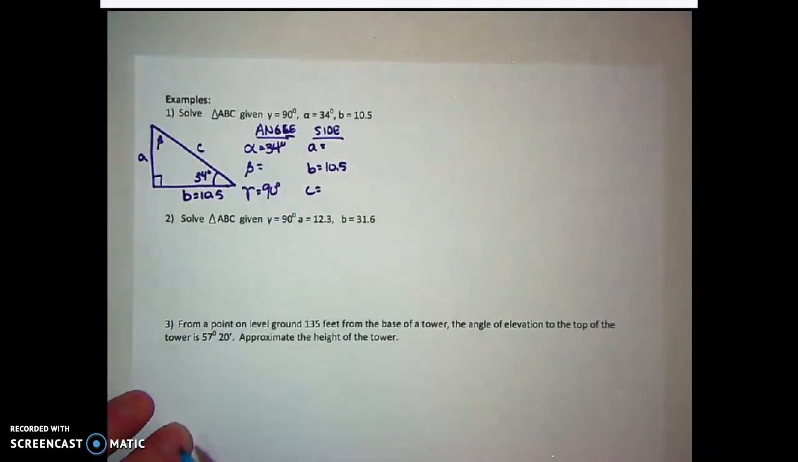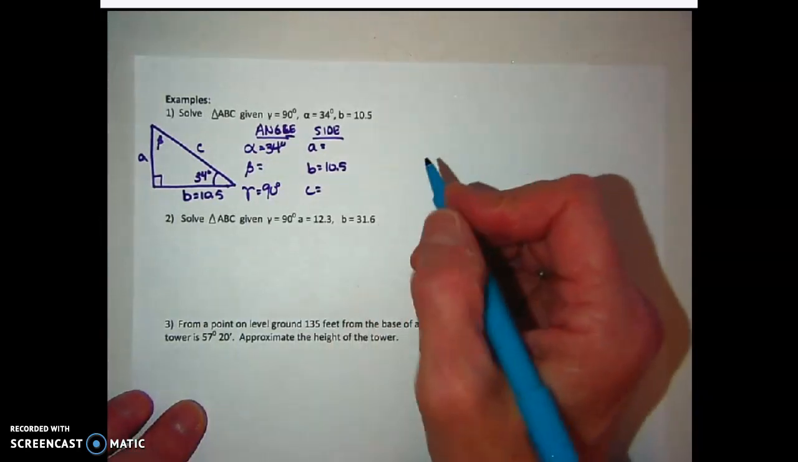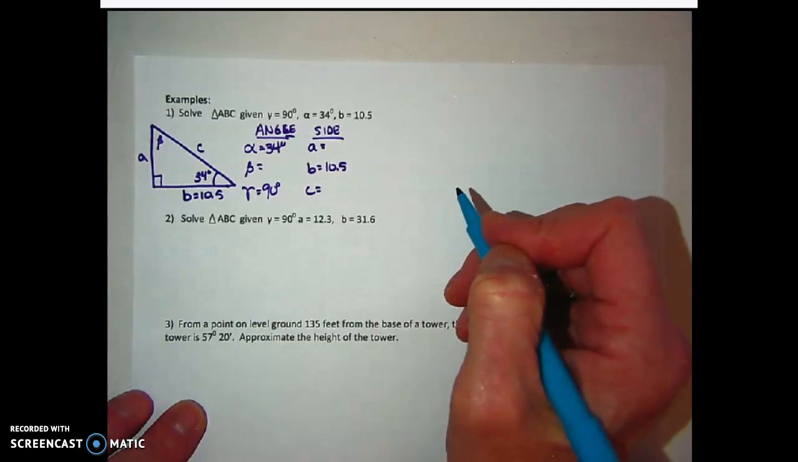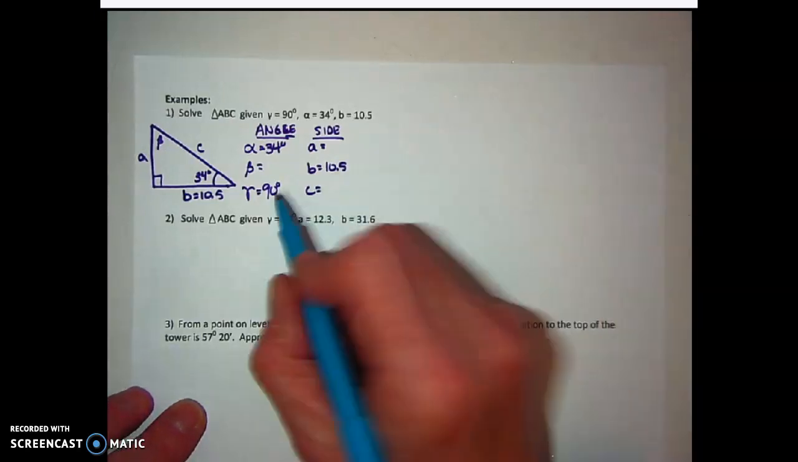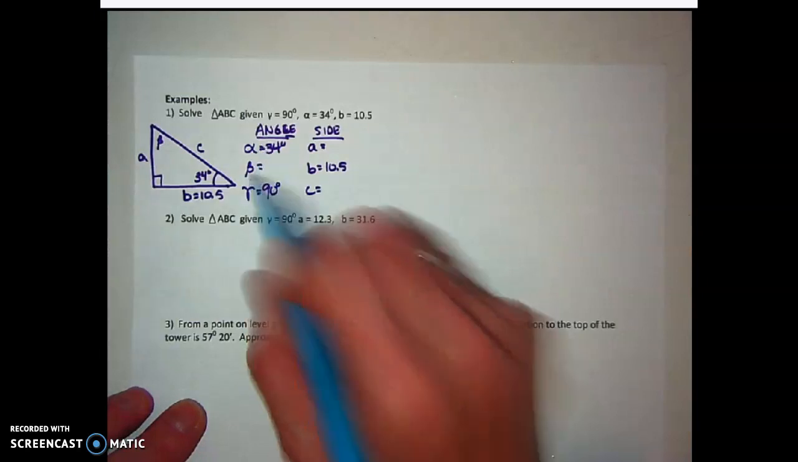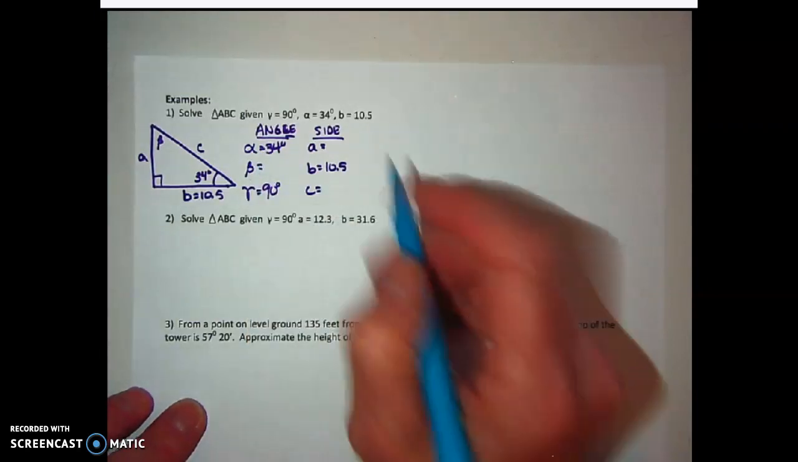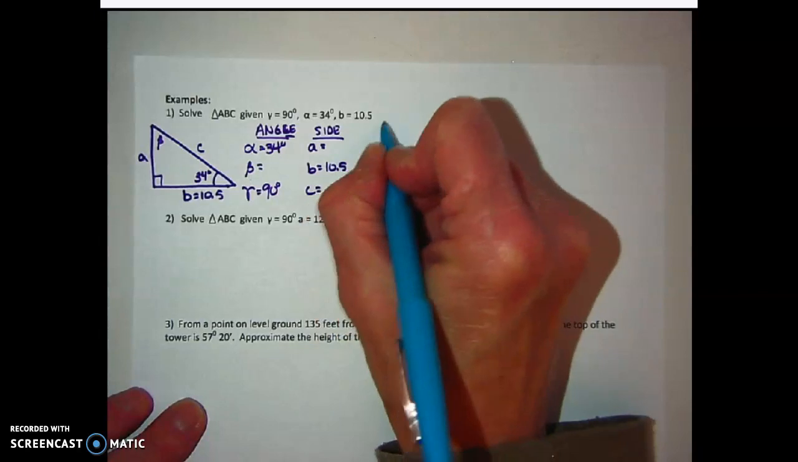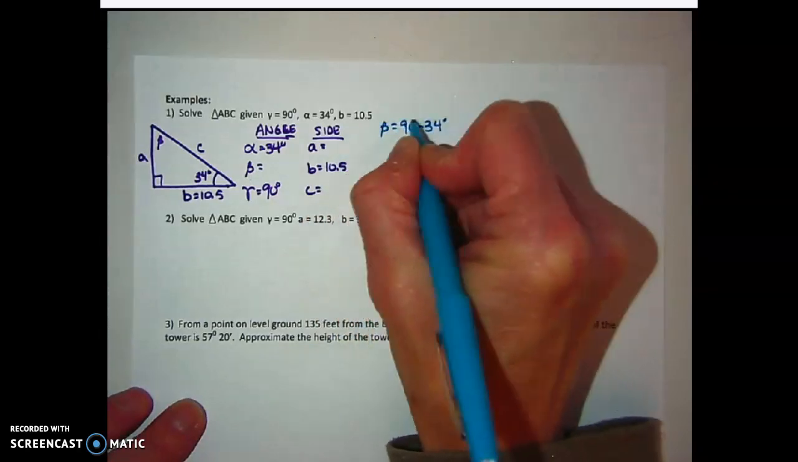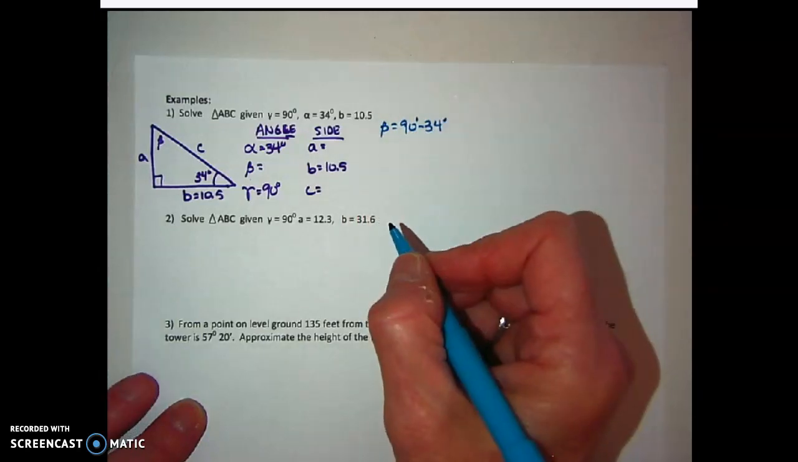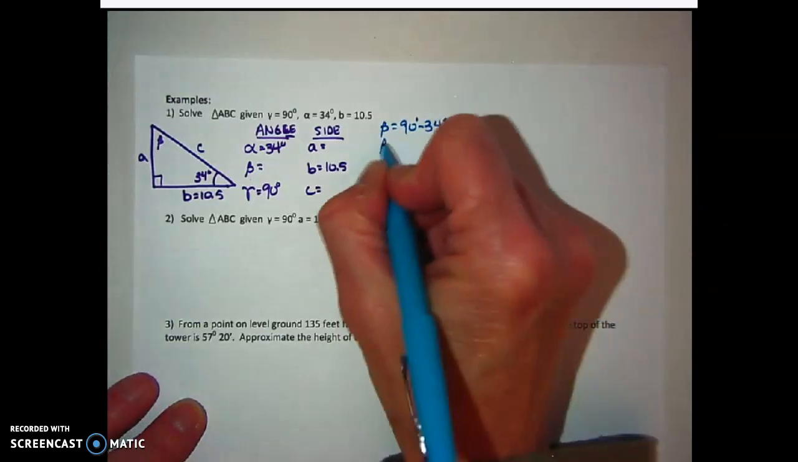How can I most easily find angle beta? Do you remember from geometry that the angles of a triangle have to add up to 180 degrees? Well, since I've already gotten 90, that means that my alpha and beta have to add up to 90 degrees. So I can find beta by taking 90 minus my 34-degree angle, and I get that my beta is 56 degrees.